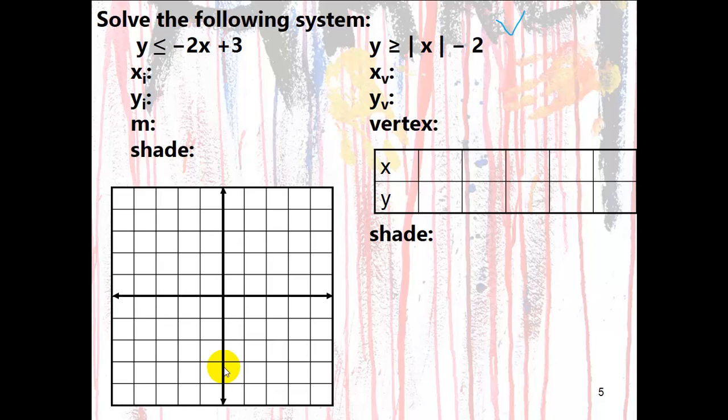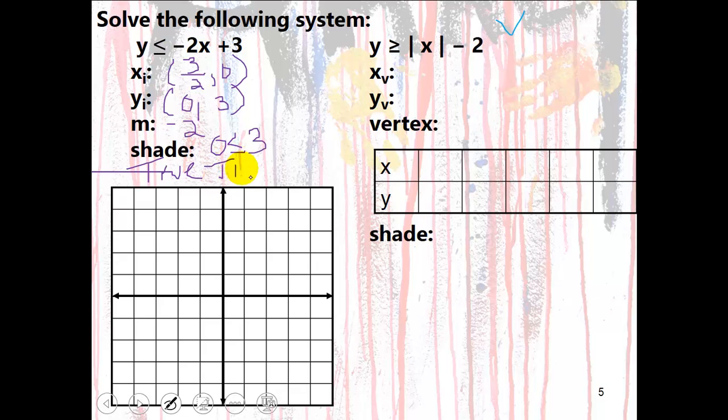All right. My x-intercept is 3/2, 0. My y-intercept is 0, 3. My slope is -2. If I test 0, 0, it's going to be 0 less than or equal to 3. That's true. And that's going to be towards. So I'm going to go 0, 3.